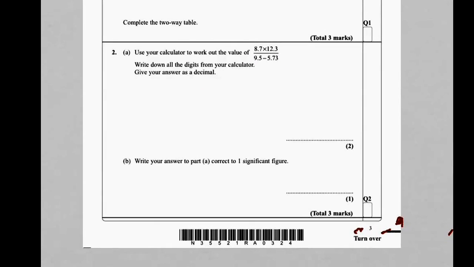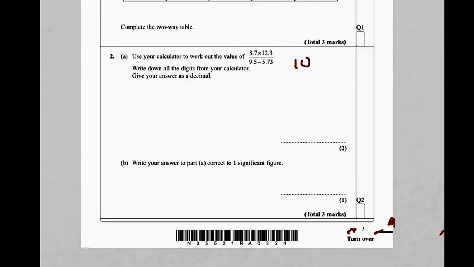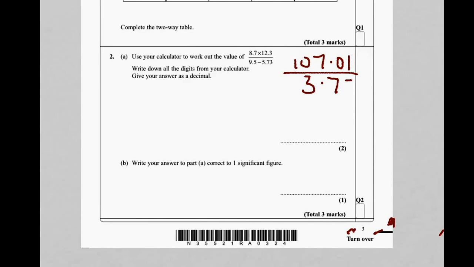Question 2. Use your calculator to work out the value of 8.7 times 12.3 divided by 9.5 minus 5.73. I'm a bit of a chicken here, so I will work out the numerator first, 8.7 times 12.3, and I'll write down that that's 107.01, and that's divided by, and then I'm going to work out the bottom, 9.5 minus 5.73, 3.77, and then I'm going to do this separate calculation on my calculator.